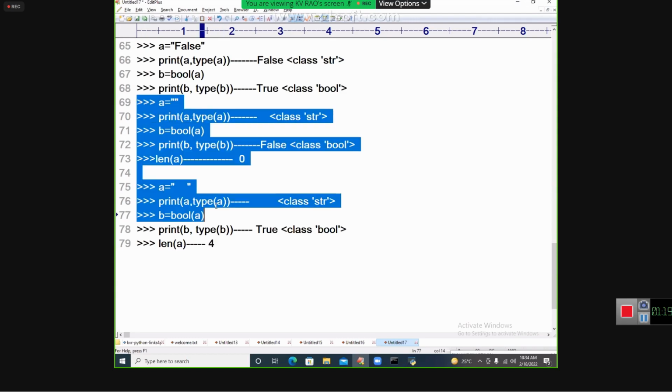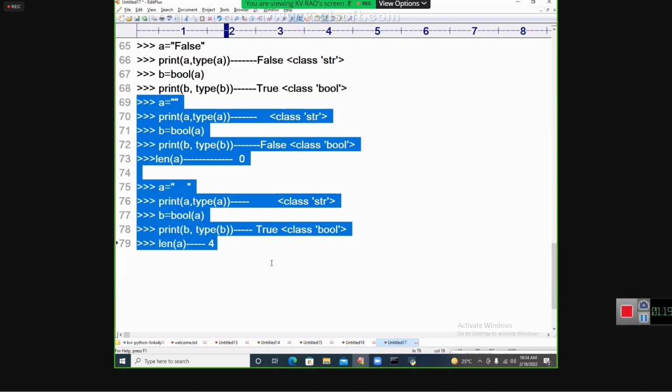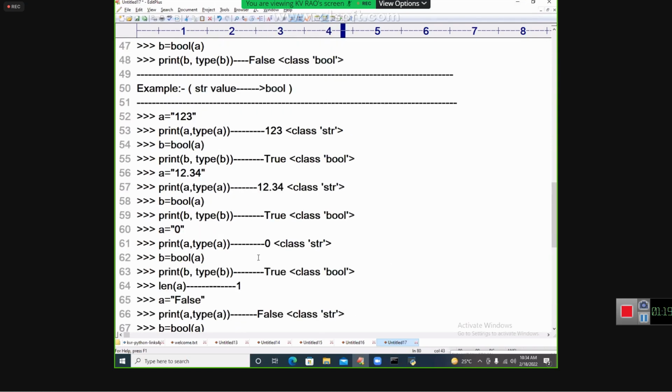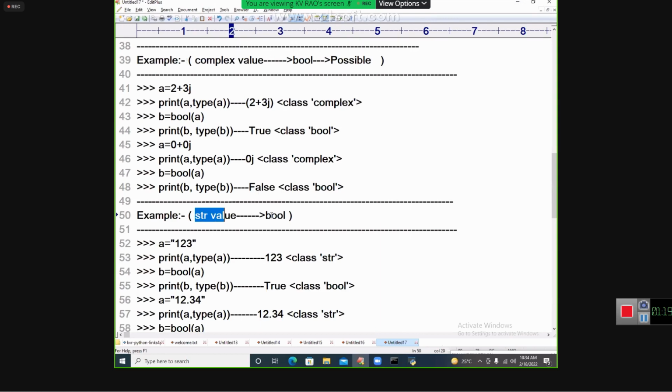Dear students, be careful and serious about this data. Is it okay, my dear students? Confidence is there. Yes. This is called which type of data type? All types of str values are converted into what? Bool. Okay, so level up, your level is coming up.